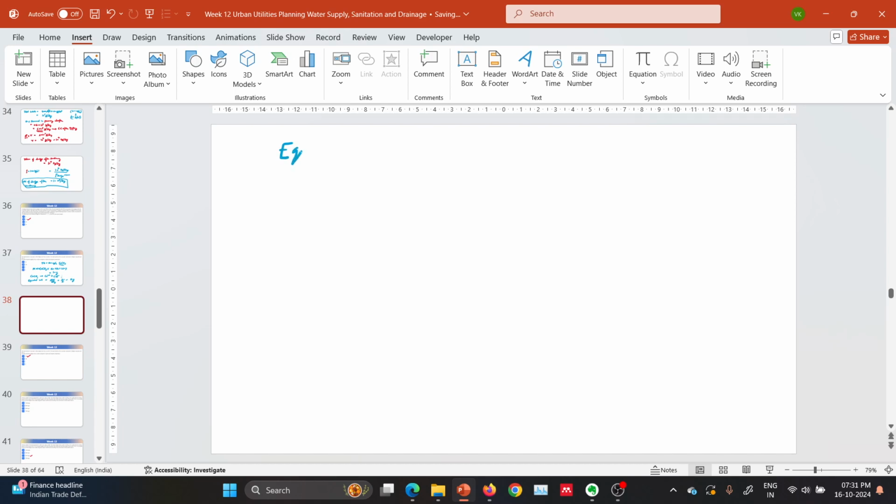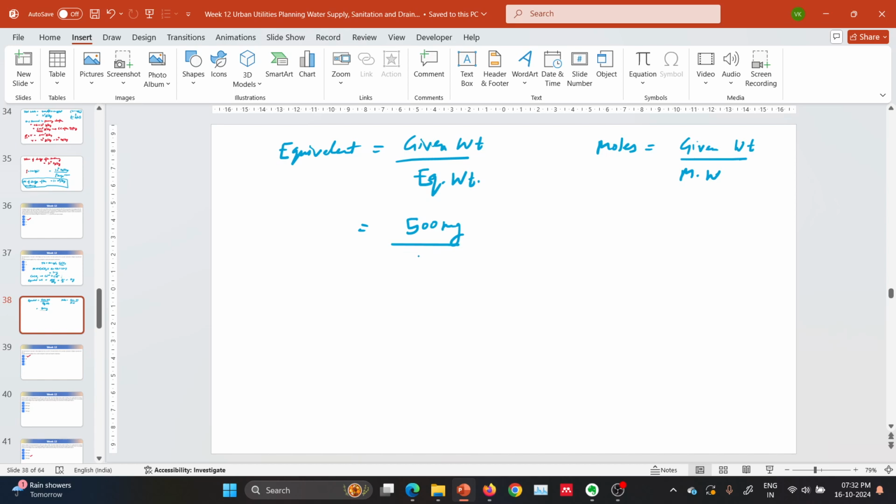So we'll calculate equivalents. Equivalents is defined like moles. Moles means given weight by molecular weight. So equivalents means given weight by equivalent weight. So given weight is 500 milligram and equivalent weight is 50 grams. So 500 into 10 to the power minus 3 grams by 50.